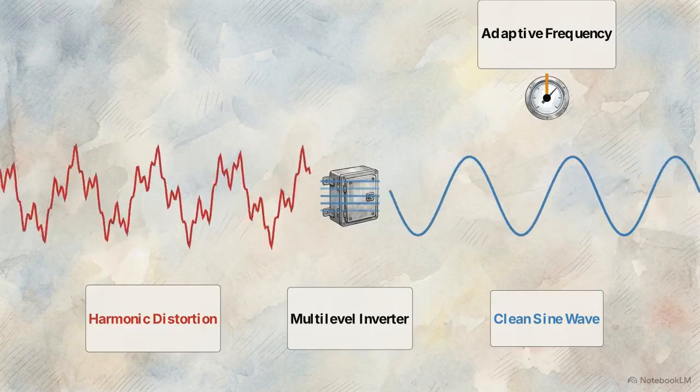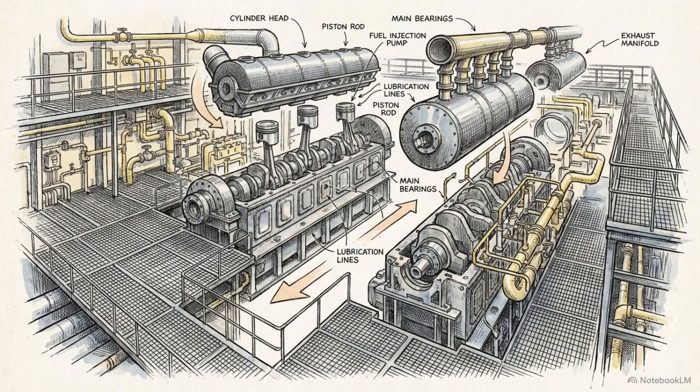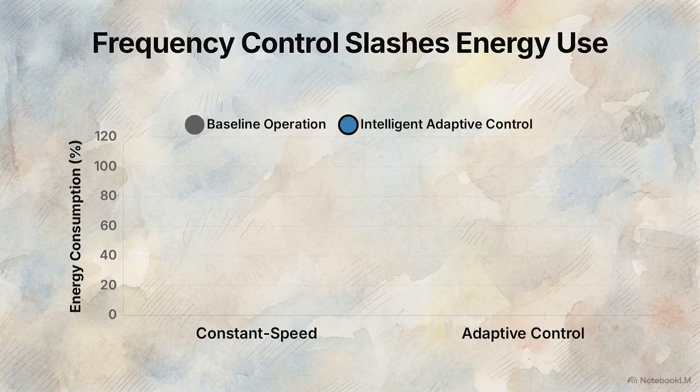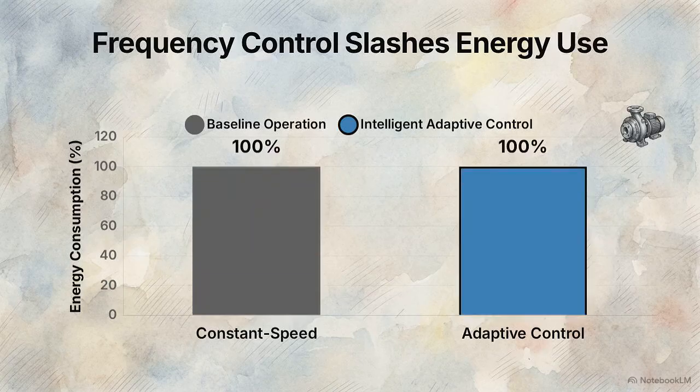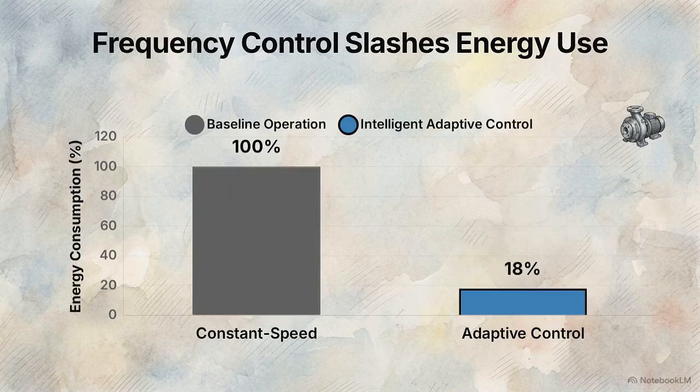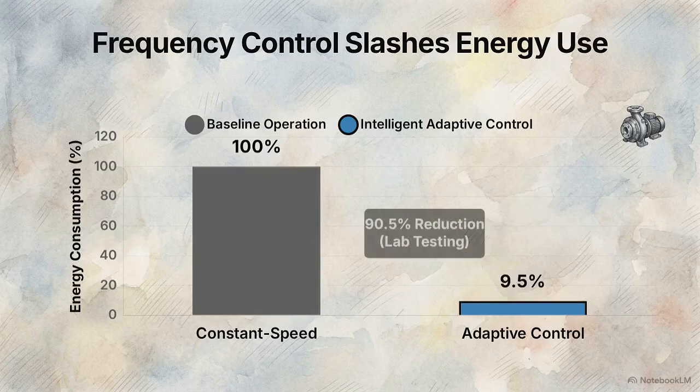physical equipment. The empirical impact of this hardware optimization is significant, particularly in heavy continuous process operations like marine engineering. This chart compares energy consumption for seawater cooling pumps. Against a baseline of constant speed operation, intelligent adaptive frequency control yielded a 90.5% reduction in laboratory testing and sustained savings above 80% during full-scale sea voyages. The system maintained strict thermal safety margins and preserved the health of the physical pumps throughout the trials.